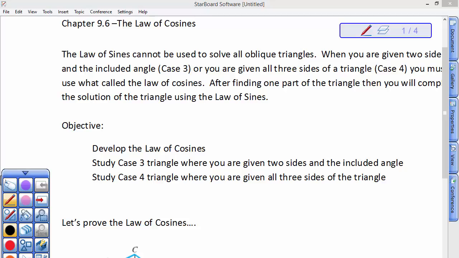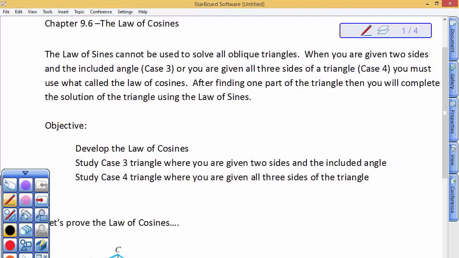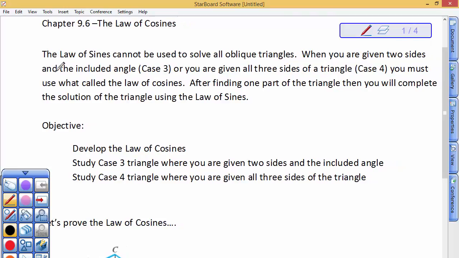Okay, we just finished our study of the law of sines, and now I'd like to look at the law of cosines. The law of sines cannot always be used to solve all oblique triangles. When you are given two sides and the included angle, let me just draw a quick picture of that.